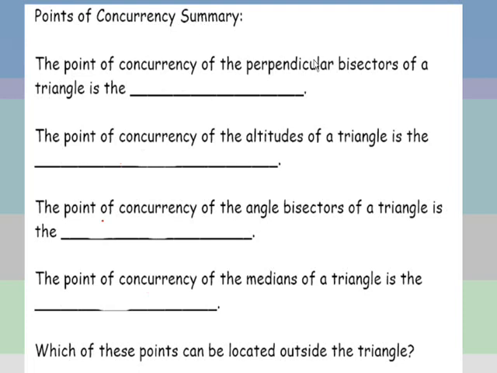The point of concurrency of the perpendicular bisectors of a triangle is the, go ahead and write it down right now, I'll wait. Did you say circumcenter? Because if you did, you're right. All right, what's the point of concurrency of the altitudes of a triangle? That would be the orthocenter.